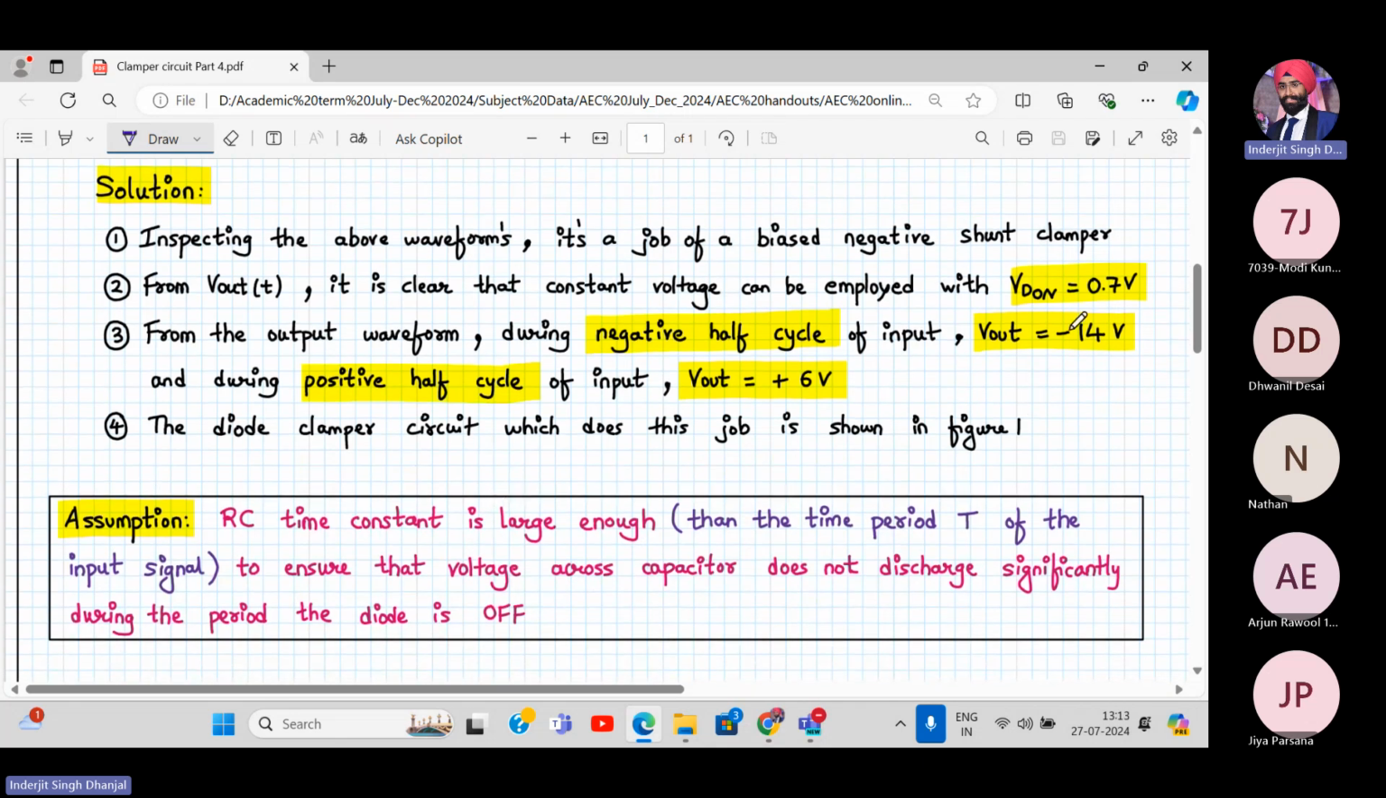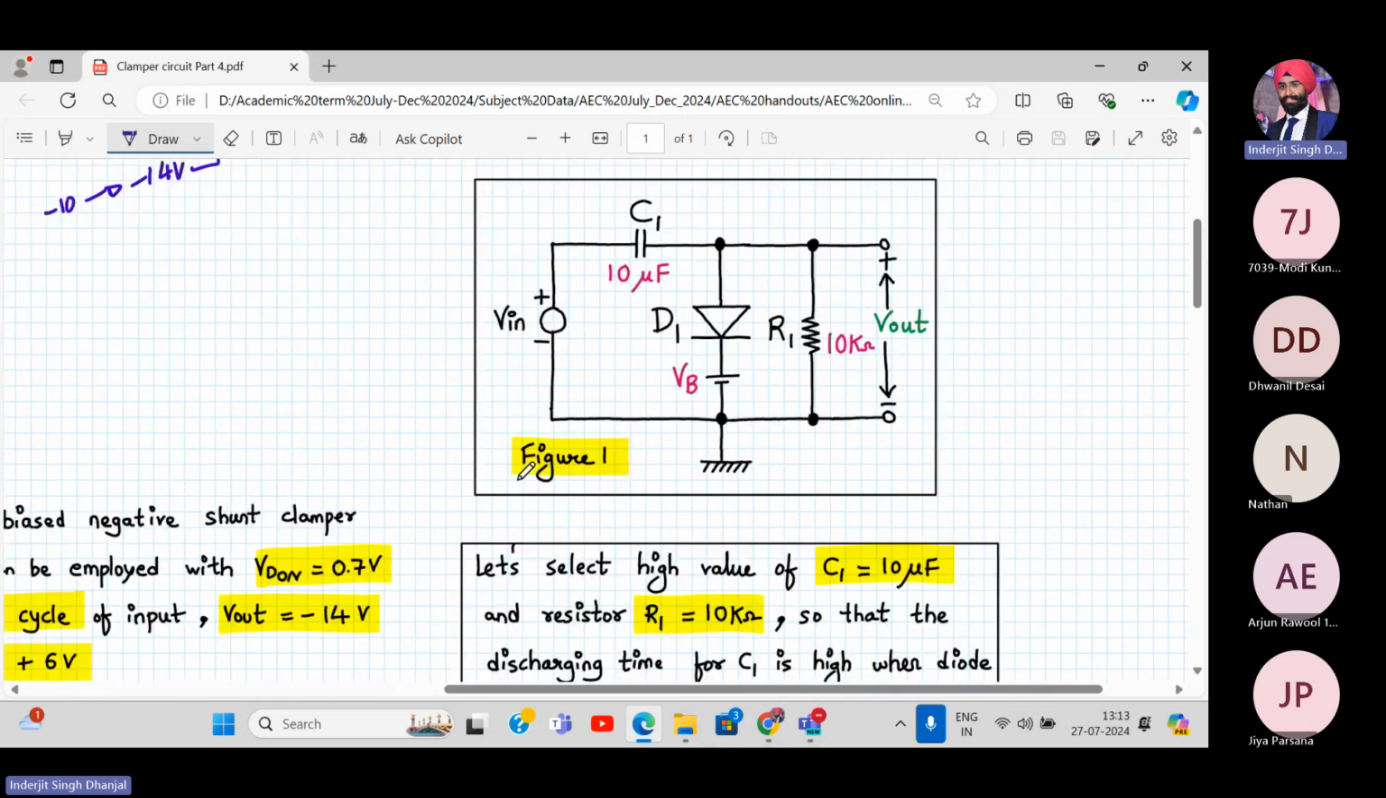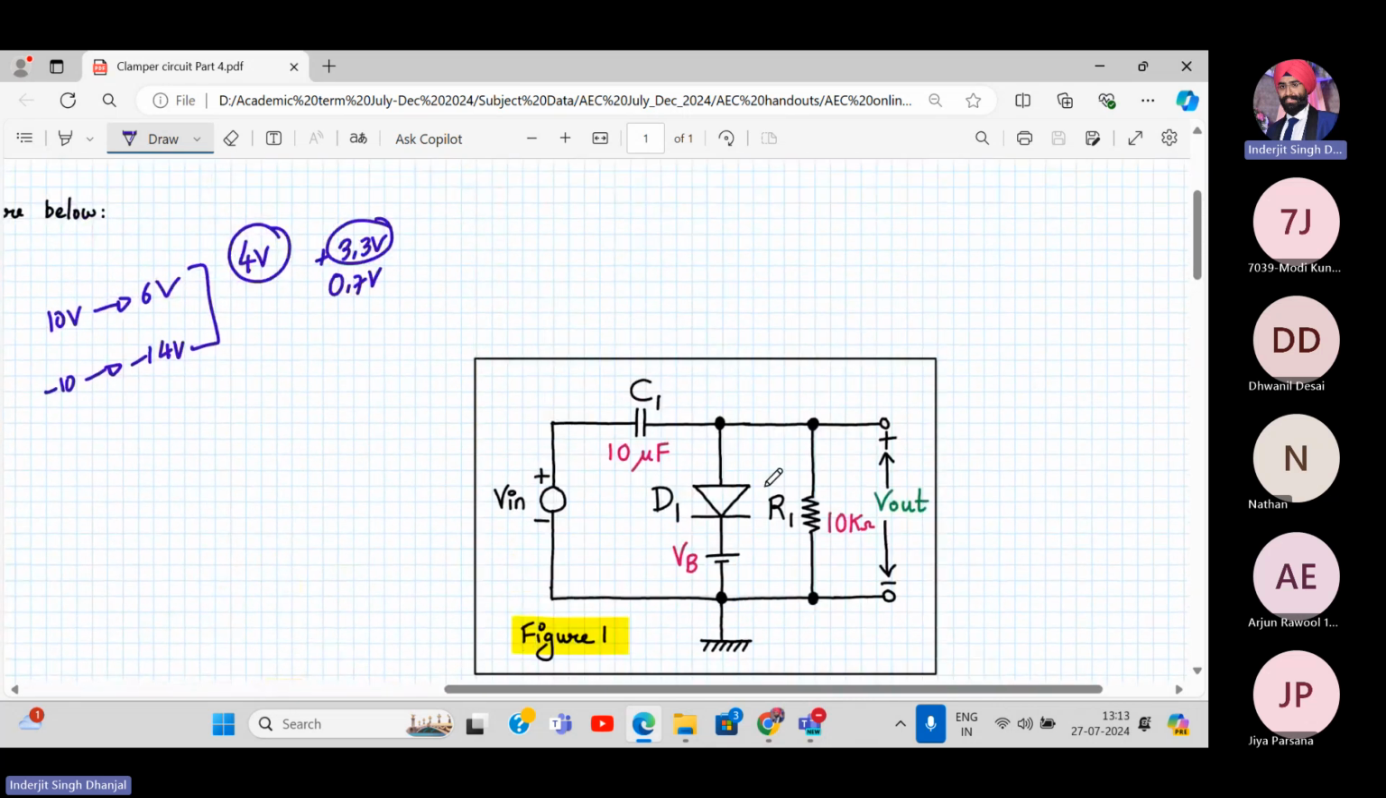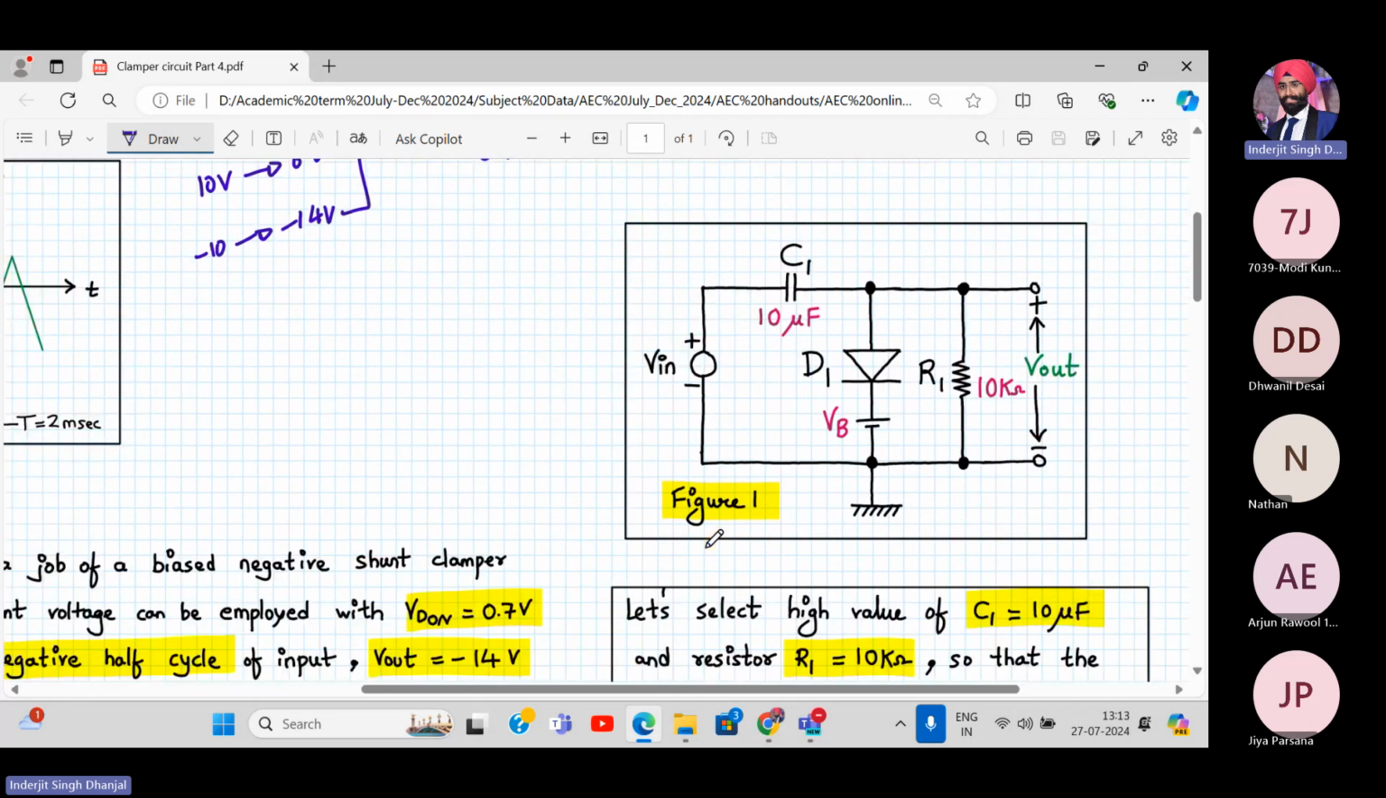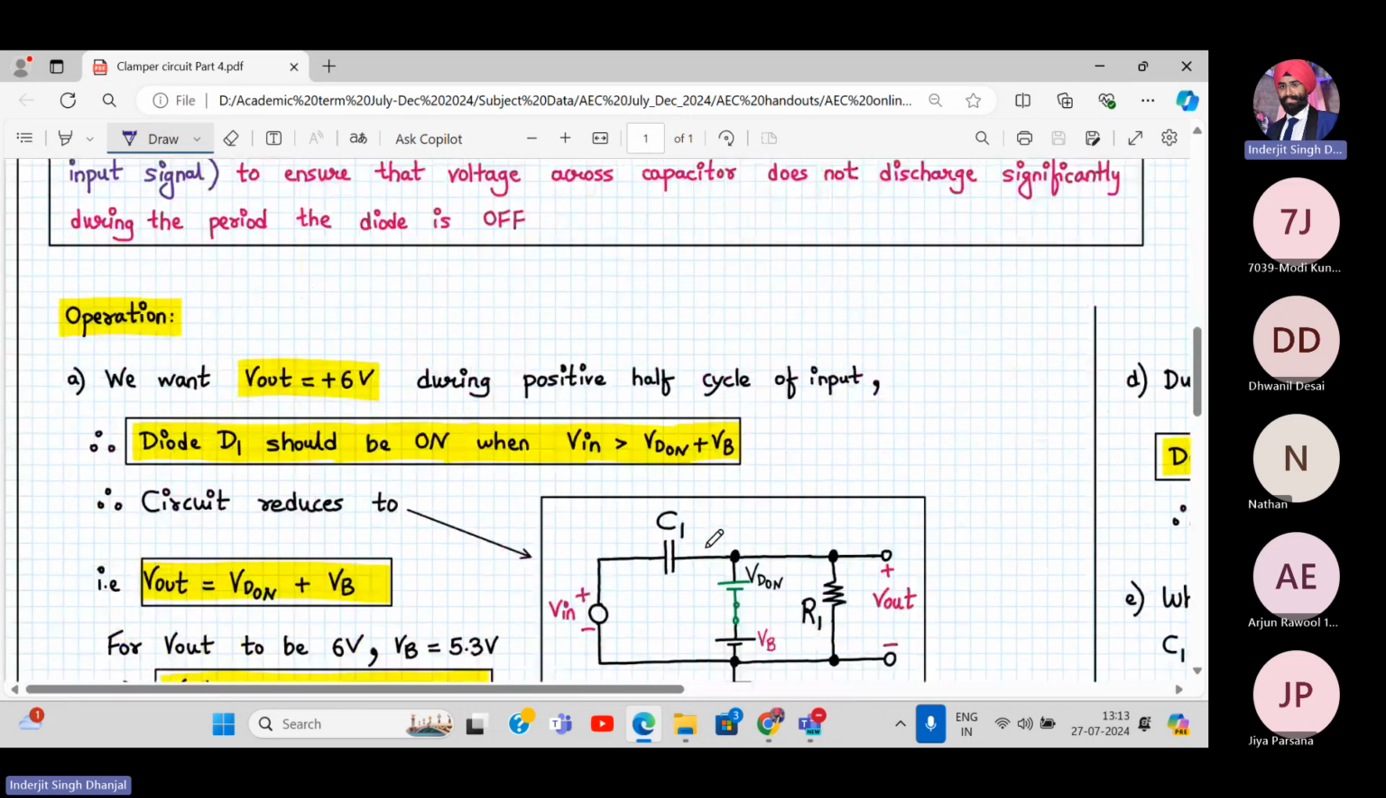Yeah, here it is. Minus 14 during the negative half cycle and plus 6 during the positive half cycle. So this clamper circuit will do the job. Plus the diode connected this manner and VB voltage connected like this, because it has to overcome 0.7 plus this voltage VB. So let's find out how much this voltage VB is.